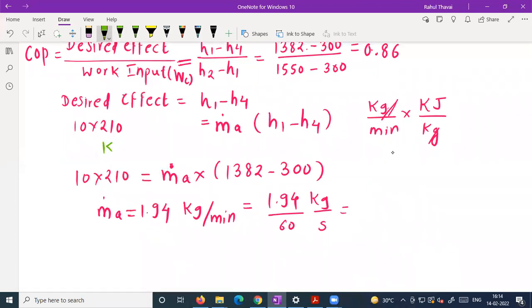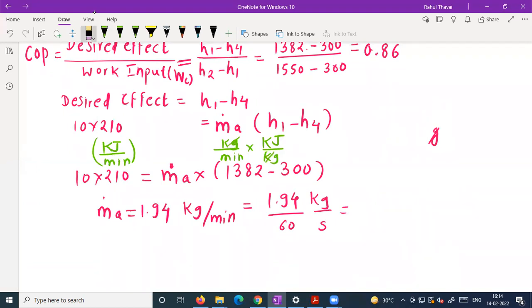Just divide it by 60. 0.032. Okay, just give me a minute. This mass is in kg per minute, multiplied by kilojoule per kg, right? Kg gets cancelled. How much value did you get for the mass? 0.032, kg per second, right?